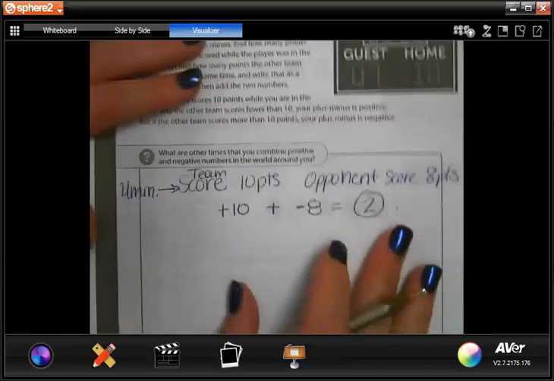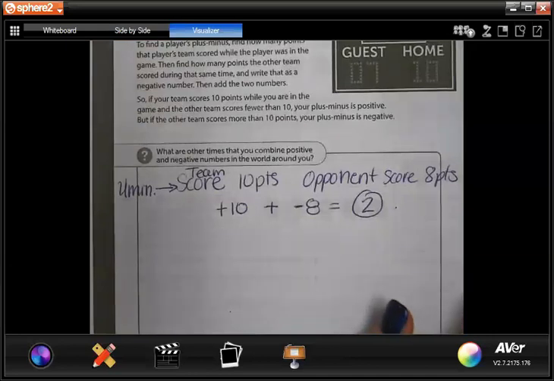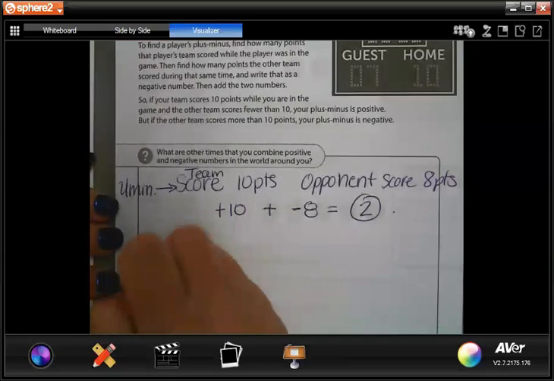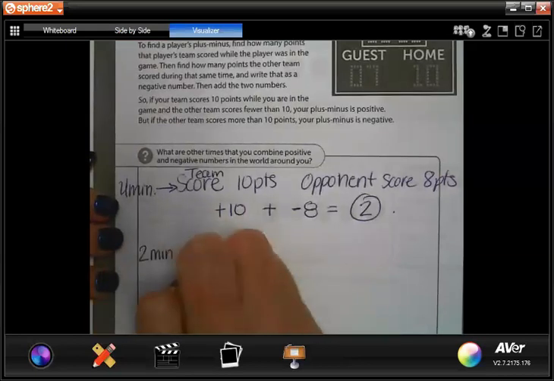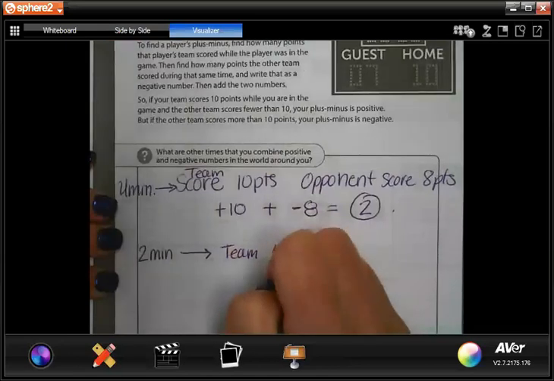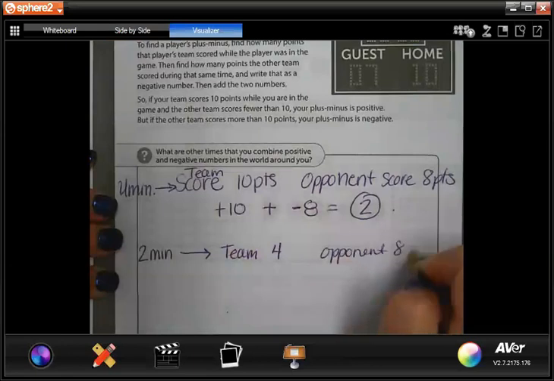Well, the next time through, somebody substitutes in for you, and then the coach looks down and says, hey, you're in. Now you're in for 2 minutes. During that 2 minutes, your team scored 4 points, but the opponent scored 8 points.